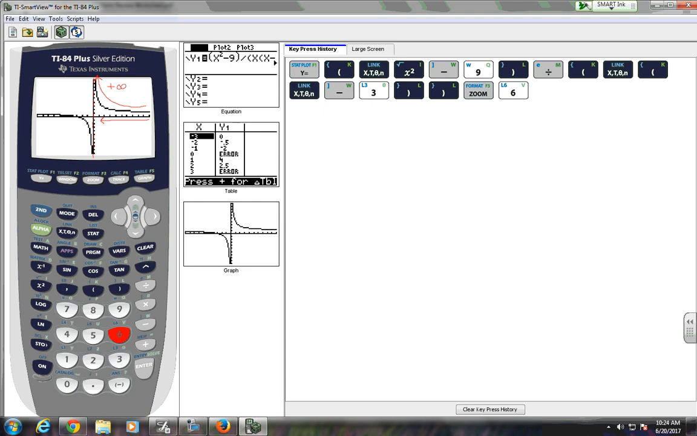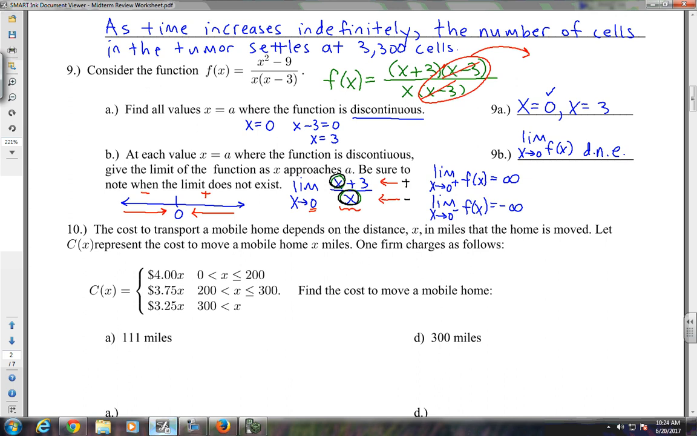On the other hand, as x approaches 0 from the left, what are the y values doing? The y values are plunging down into negative infinity. So because the left side is going in a different direction than the right side, we can't say the general behavior of the function approaches some target value, some limit. So we say the limit does not exist.